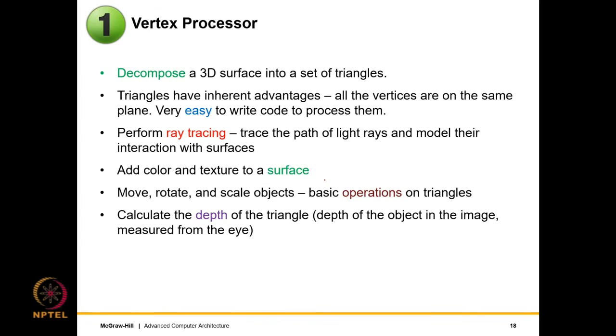Finally, we can add color and texture to a surface. We can move, rotate, and scale the objects as required, and also calculate the depth of the triangle, which is the depth of the object in the image as measured from the eye. With that, things that are far away will appear slightly different, and they'll also be occluded or hidden by nearby objects. This occlusion is important, of which object hides the other object. Much of this is computed here, but it's also computed later.